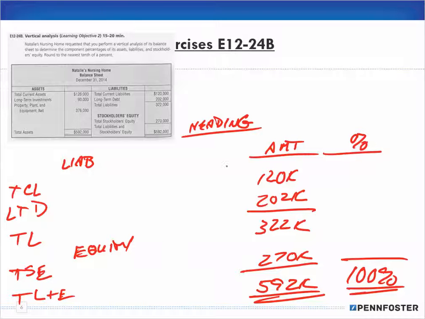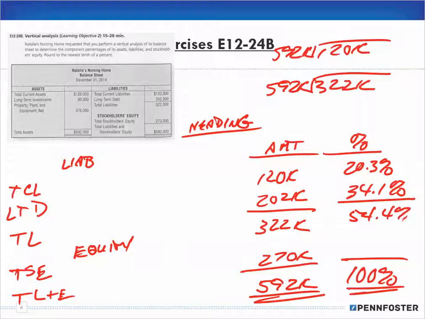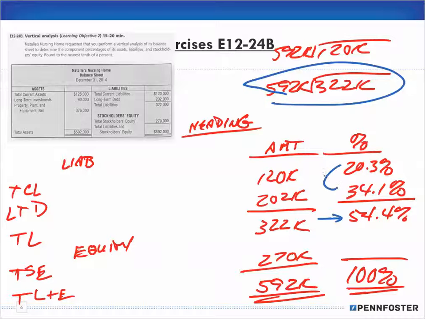Right? And I'm doing the same thing that I did as far as my assets are concerned. 120,000 divided by 592,000 gives me 20.3%. 202 divided by 592 gives me 34.1%. Now notice if you add these up, it should be the same as when I take 322,000 and divide it by 592. If I do, that comes out to 54.4%. So this number here, I could have gotten two ways. I could have either done it like this, or I could have just added these two up, because that's just the mathematical calculation that we're doing on our financial statement, right?